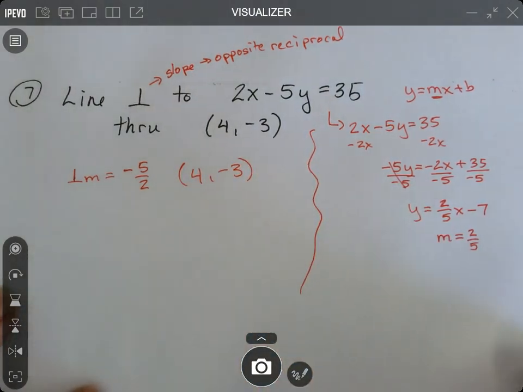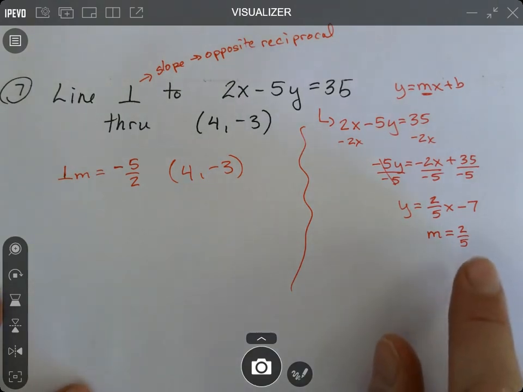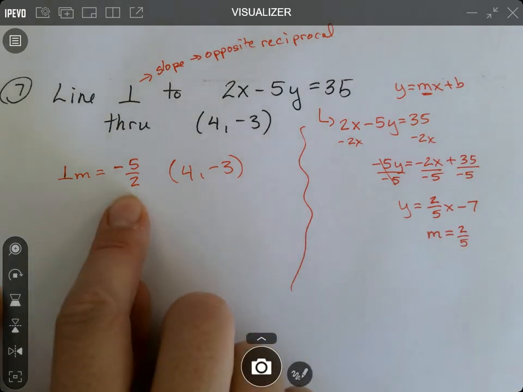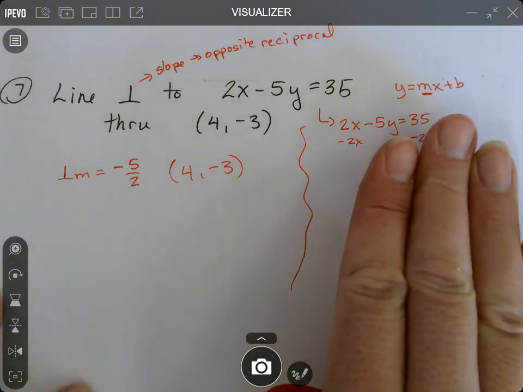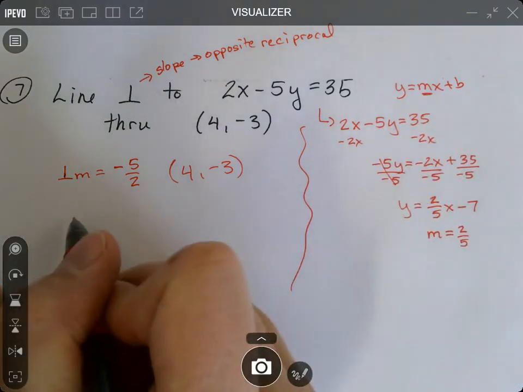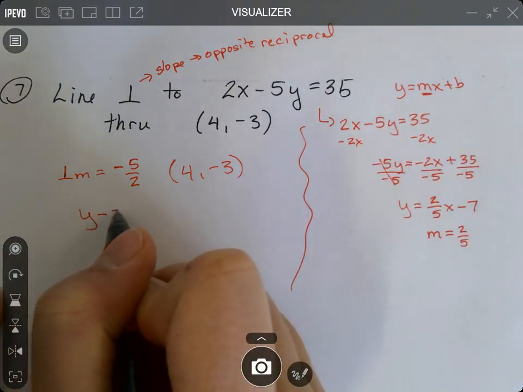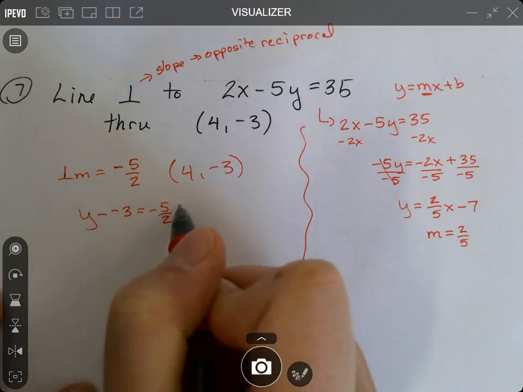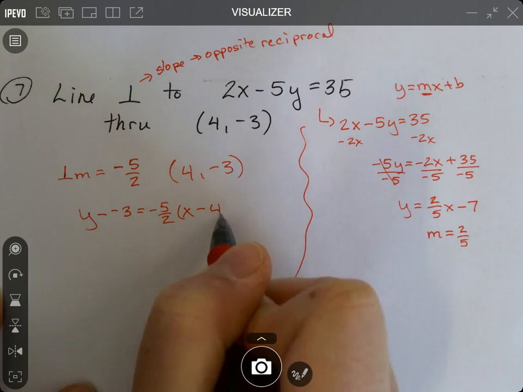Okay, now I need you to understand, ladies and gentlemen, if your slope is 2/5 and I want it to be perpendicular, my new slope is negative 5/2. I do not come back to this. Then it's y minus what? Negative 3 equals negative 5/2 times x minus 4.